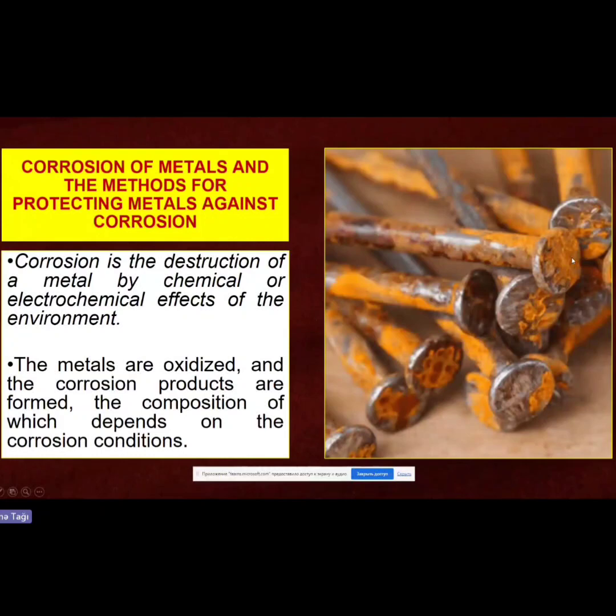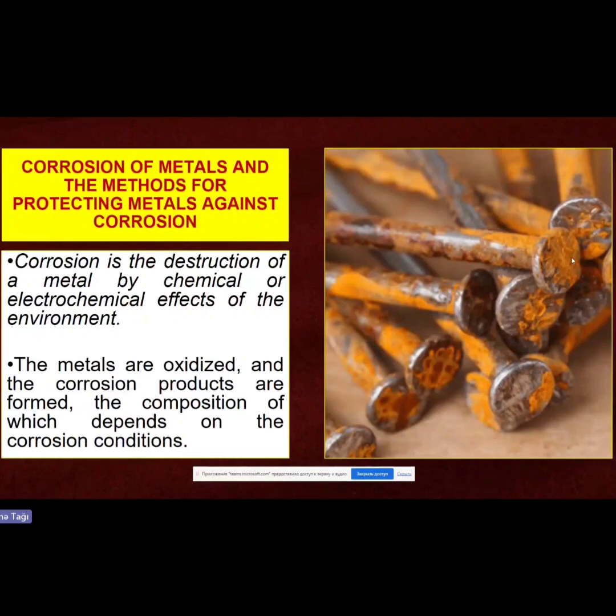Corrosion means when it destroys, it gets out of order, it becomes old. Oxidation reduction processes start occurring on the metal. So corrosion is like a kind of destruction. So metal is destroyed as a result of chemical or electrochemical reaction. Chemical means we use some chemicals, or we don't use.